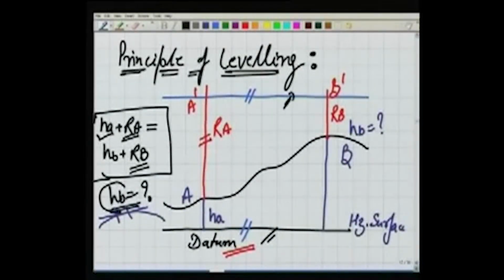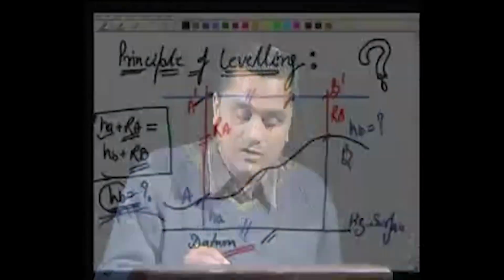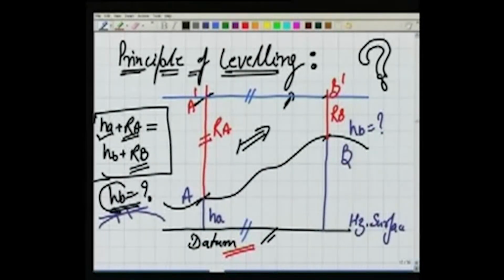What will we do? We will try to establish a surface, a line which is parallel to my datum, as we have done here, and then we will read the intercept at these points here. Okay, how it is realized in practice, that we will see now. Before we go further, we would like to see how we realize this principle, what we just discussed, because we want to actually do this thing on the ground. How will we realize this?